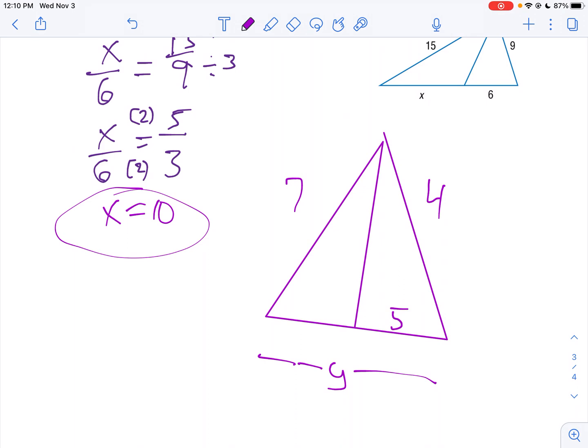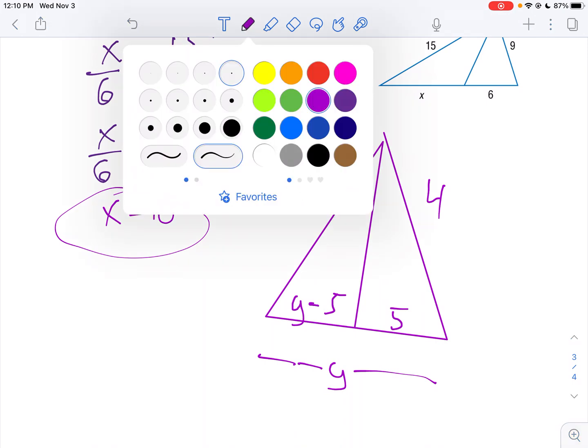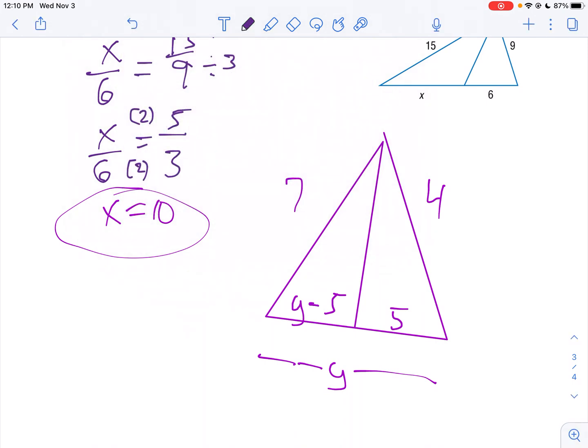Now, what you want to do is you want to come up with an expression for my missing side. My missing side, this part right here, is going to be the whole length minus 5. So it'll be y minus 5. So that's just your segment addition theorem again. So let's do this problem. So I'm going to say y minus 5 is to 5 as 7 is to 4. Then what I'm going to do, I'm going to solve for y.